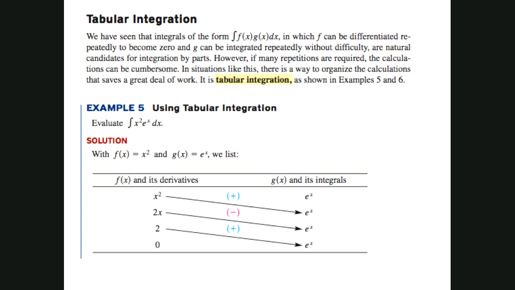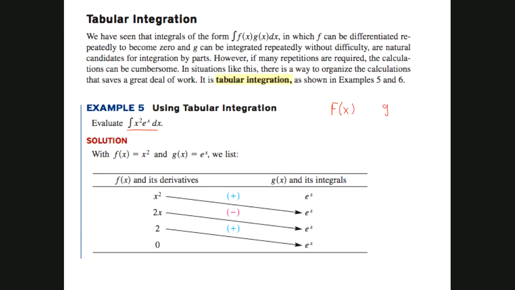There are two different ways to do this type of integration. I'm going to tell you that tabular integration is probably the easiest way of doing it. The other method is pretty tough, so I'm just going to stick with one method. Here we have an integral, x squared times e to the x. What you want to do is set up a table, and one of the functions you're going to take the derivative of, and one of the functions you're going to take the integral of.